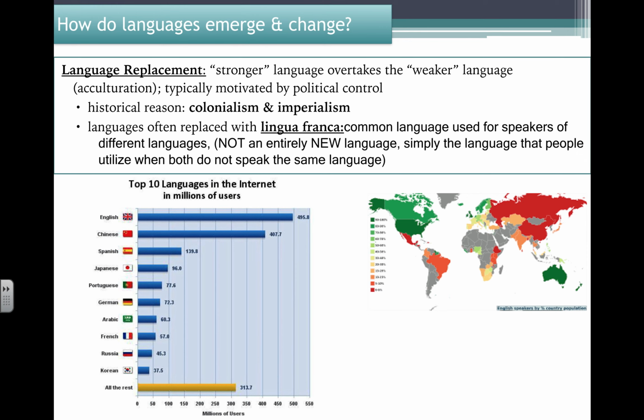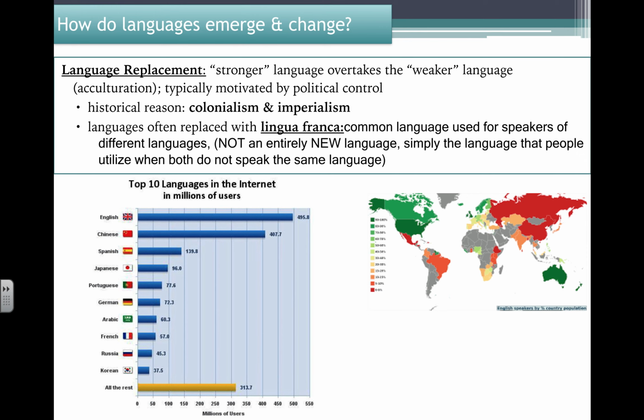So typically when one group of people want to politically control another region, they will come in and their language will be forced upon the people, and thus we'll start to see the beginnings of language replacement where the colonizer power's language is going to take control. So again, we already talked about this, but the historical reason that you'd have language replacement would be as a result of colonialism and imperialism, when the European powers began to exert their control over different areas of the world and claiming it as their own territory.